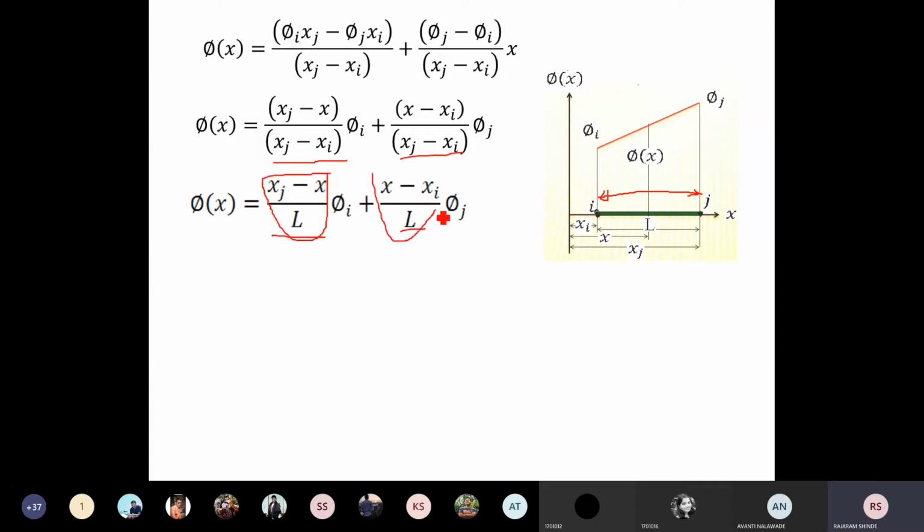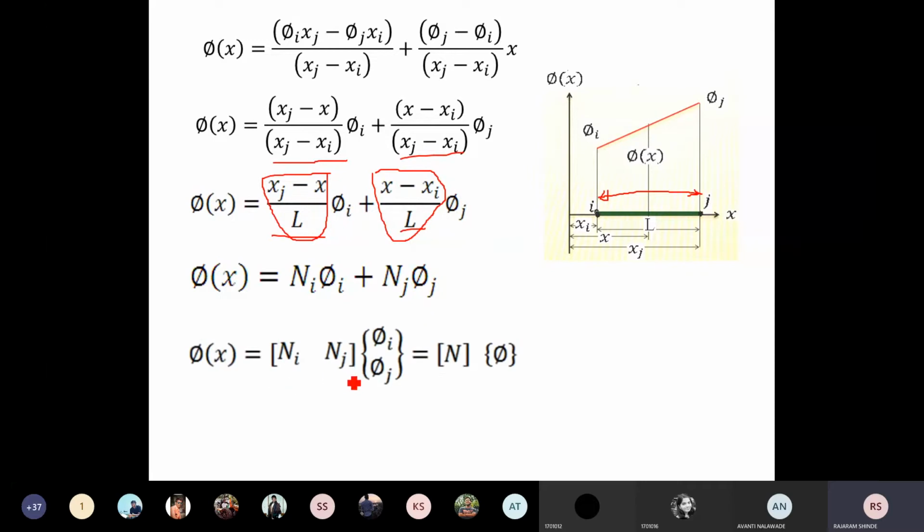These terms are shape functions. Already you have discussed this in unit number 1, and this is a simple thing. Now I will replace this term by shape function ni, and this term by shape function nj. Now phi of x becomes ni phi i plus nj phi j, where ni and nj are the shape functions. If we write this equation in matrix form, you will get ni nj as one matrix and phi i phi j as the nodal values of the field variable matrix.